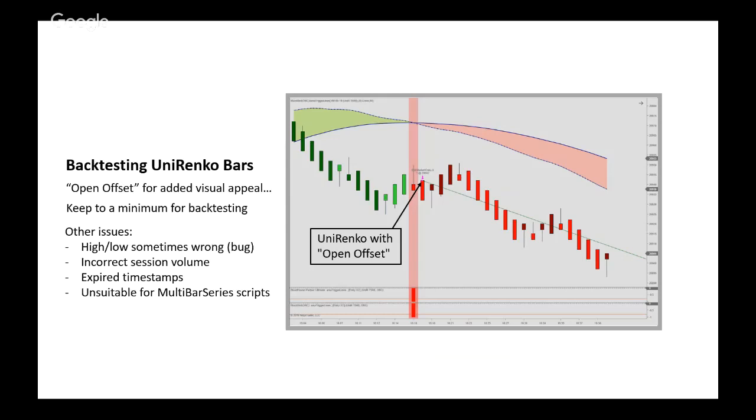There is also a problem with the session volume. The first tick of each bar is actually counted twice, and so cumulatively that will create an issue with the session volume. And as with the NinjaTrader Renko, the timestamps are delayed and cannot be synchronized with other bar series, so that makes them unsuitable as well for multi-bar series scripts and backtesting in general.